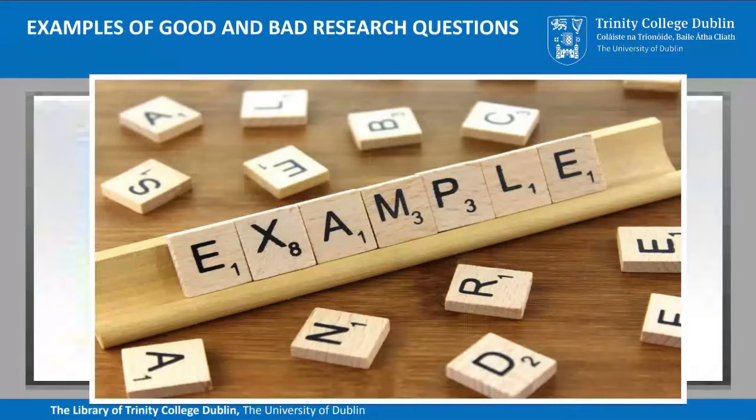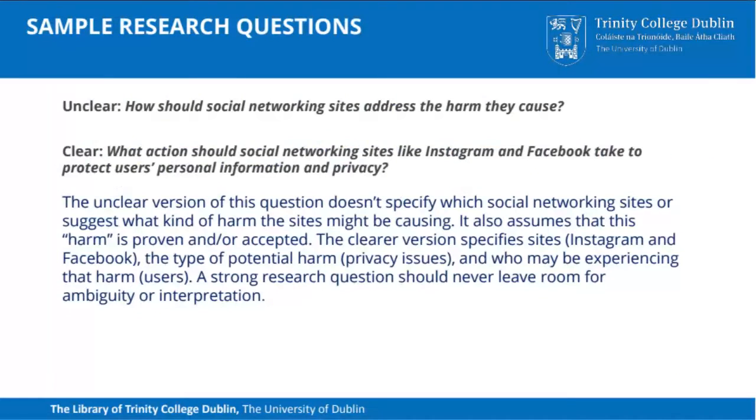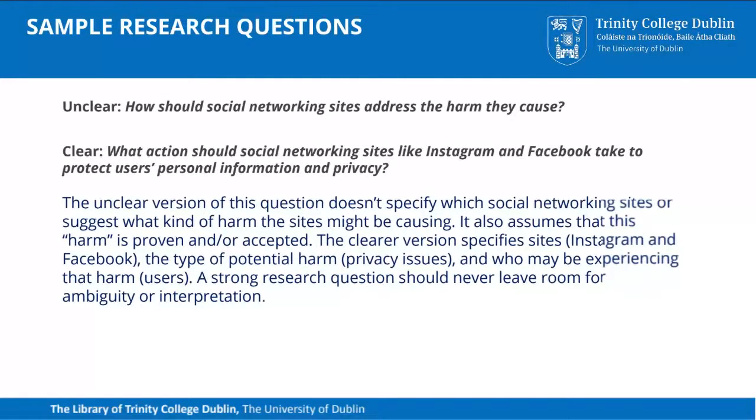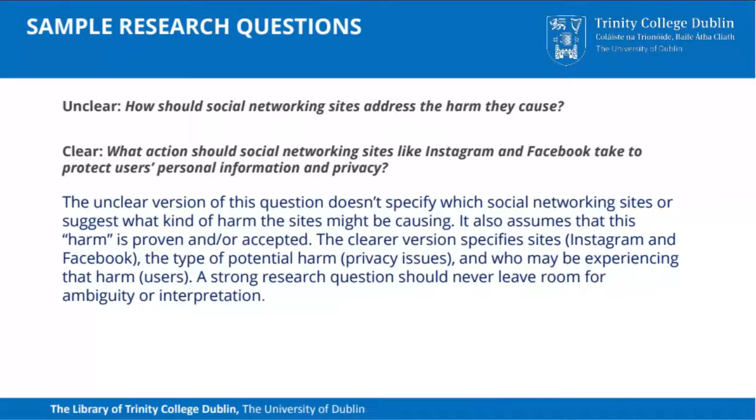We will now look at some examples of good and bad research questions. We have two versions of the same question. They are marked unclear and clear. An unclear question could be: how could social networking sites address the harm they cause? The clear version of that question could be: what action should social networking sites like Instagram and Facebook take to protect users' personal information and privacy?